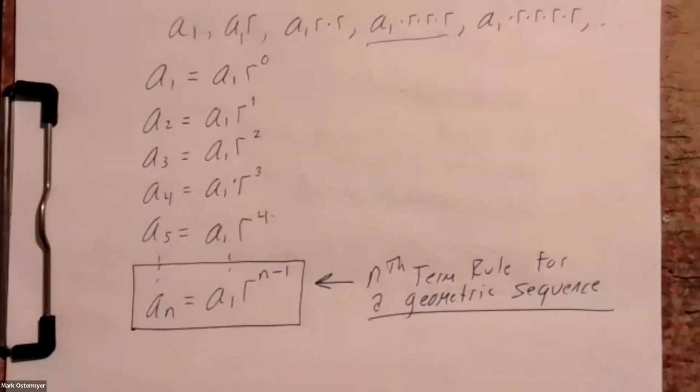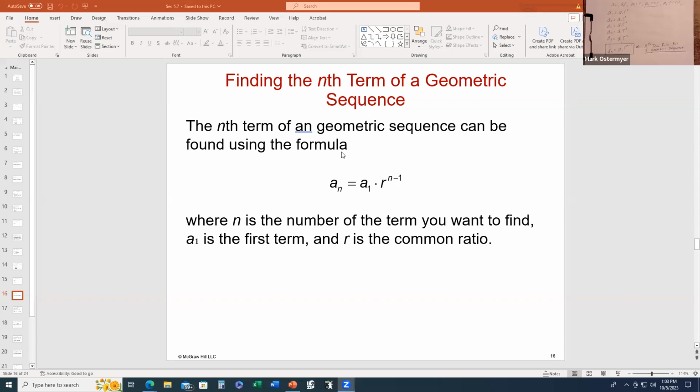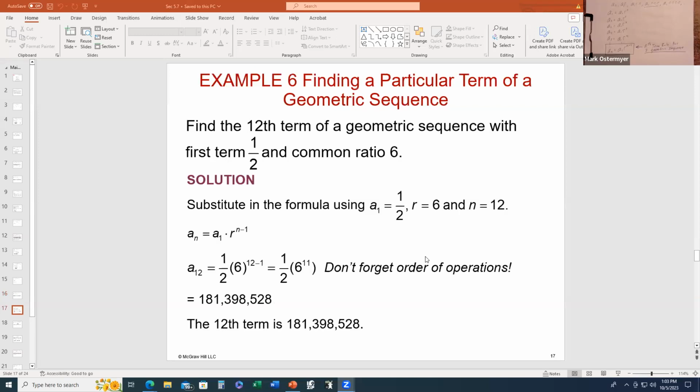See that there? Okay. So that's where that formula comes from. All right, let's employ it.